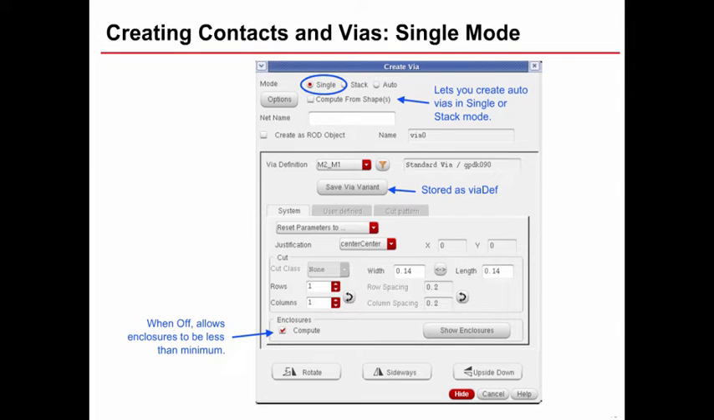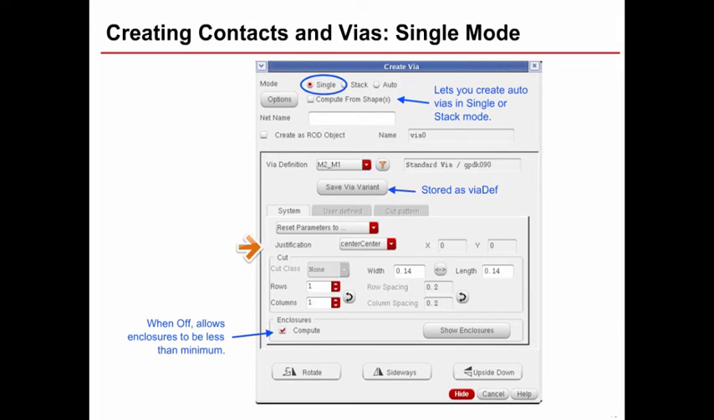Okay, if you were wanting to create a contact or via, and you just had a rectangle of metal 1 and a rectangle of metal 2, and you needed a contact in there, you could create via, and then you're in single mode, and you've got a via definition, metal 2, metal 1. And if you needed to change something, like you wanted to change rows and columns, you could do that. Save that as a variant in case you wanted to use it again later, because then it would be in the cyclic field here. Okay?